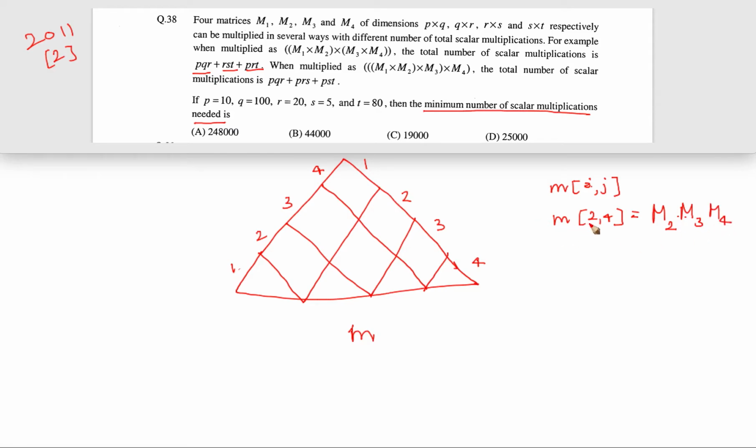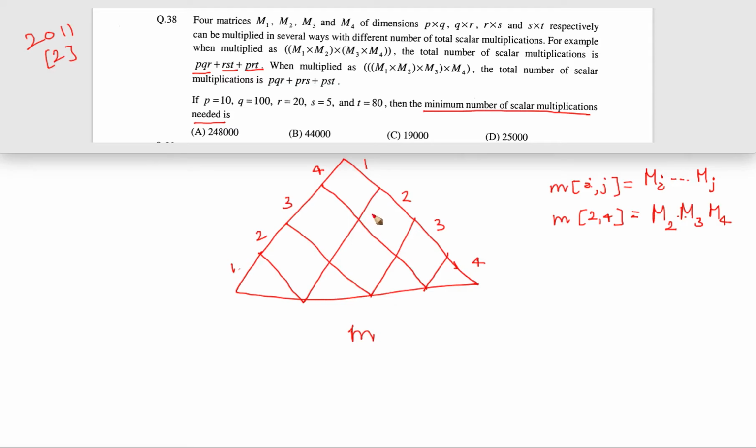If it is m 1 comma 4, then it is starting from m1 till m4, m1 into m2 into m3 into m4. In this entire multiplication, the minimum number of scalar multiplications is what we are denoting in this value. So here we can clearly say that it is mi till mj. This multiplication has to be done, and whatever is the minimum number of scalar multiplications is going to be filled in these cells. Now, which cell is going to be our final answer?